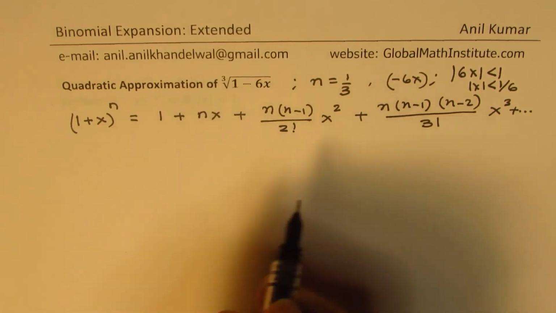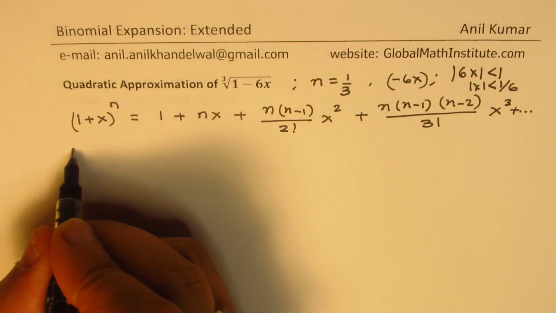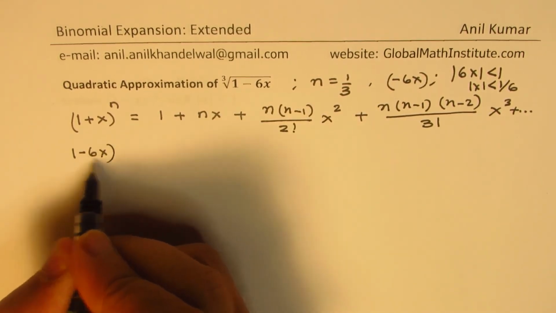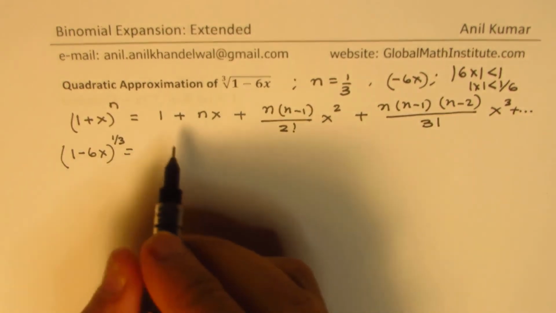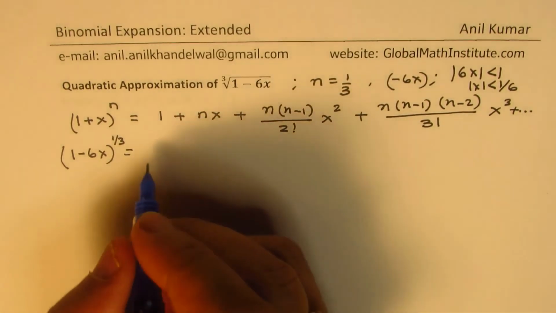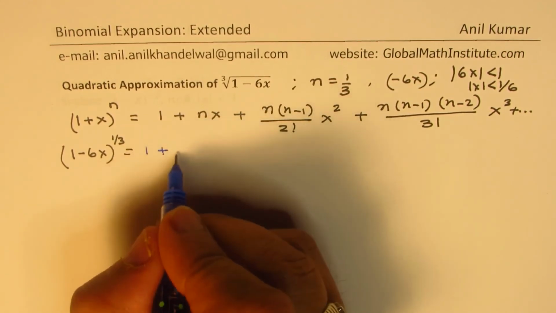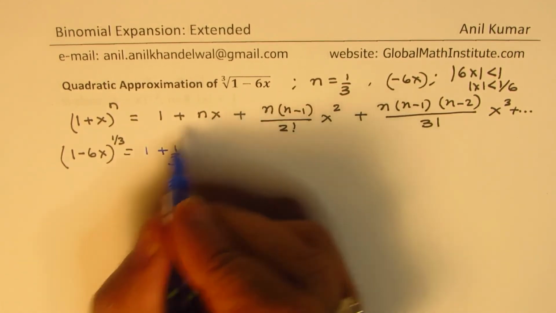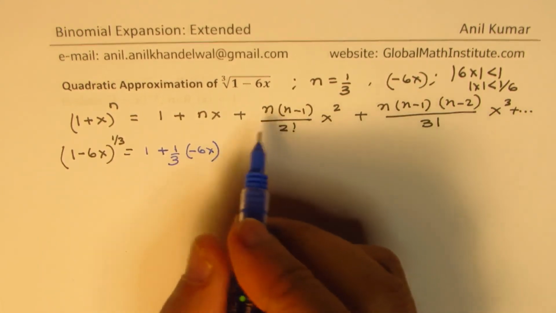Okay, so now if I write this, which is 1 minus 6x to the power of 1 over 3, then what do we get? In this case, let me use a different ink now. We'll expand and see what we get. So we get 1, n is 1 over 3, so plus 1 over 3, and the value of x is replaced by minus 6x.